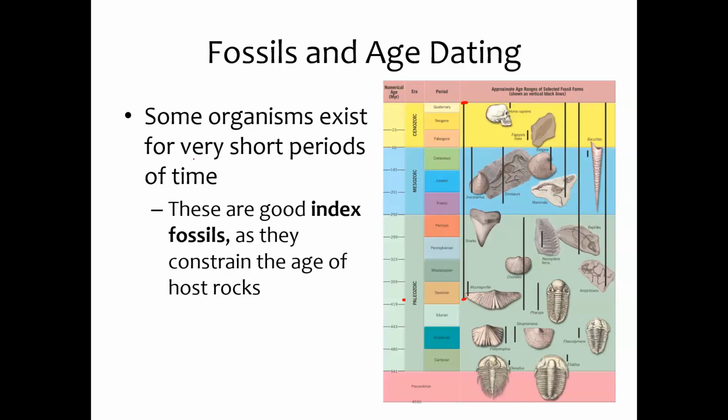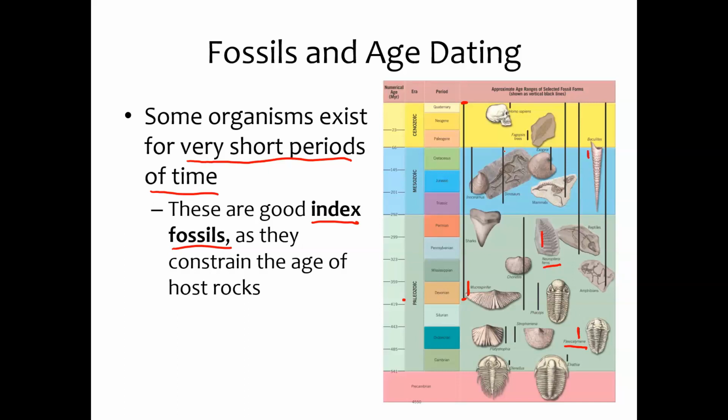But some organisms existed for only very short periods of time. Unlucky for them, lucky for us. These make good index fossils because they well constrain the age of host rocks. So Macrospirifer would be a pretty good index fossil because it only lived during part of the Devonian. Flexicalamine, another good index fossil because it only lived during part of the Ordovician. Neuropterus ferns, another good index fossil. These all have very short lives. Baculites, another good one.